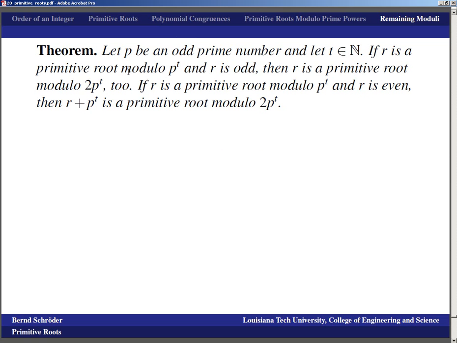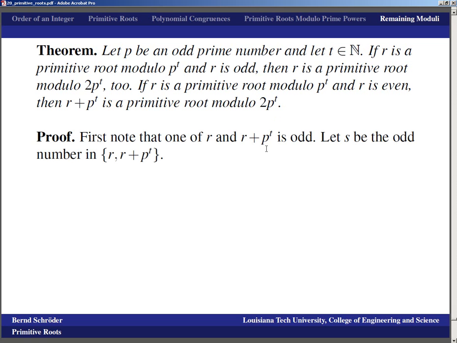If r is a primitive root modulo p to the t, and r is odd, well then r is also a primitive root modulo 2 times p to the t. And if r is a primitive root modulo p to the t and r is even, that's the only other possibility, then r plus p to the t is a primitive root modulo 2 times p to the t. How does that go? Well, we first note that one of r and r plus p to the t is odd, and so we let s be the odd number in r and r plus p to the t.